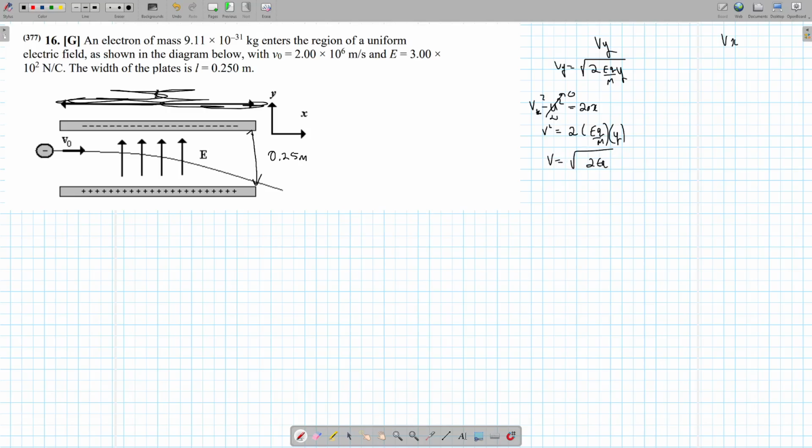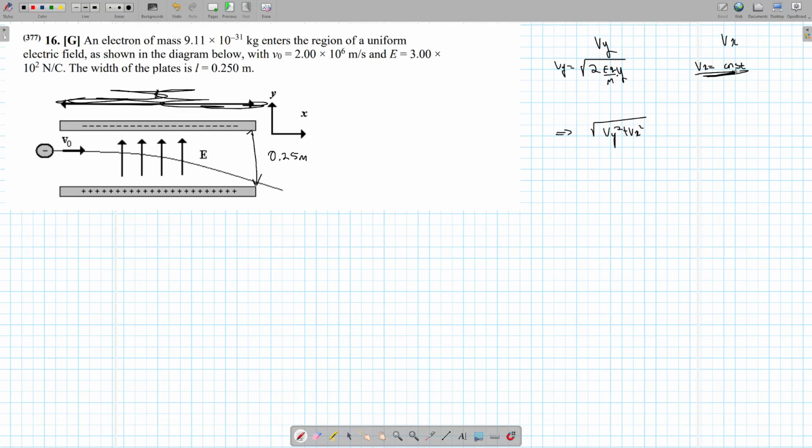So Vy is equal to root 2eqy over m. Okay, so you can use this formula. This is if, instead of horizontal distance, they give you vertical distance. And then Vx. Remember, Vx is always constant. So you can simply find the resultant by doing Vy squared plus Vx squared.